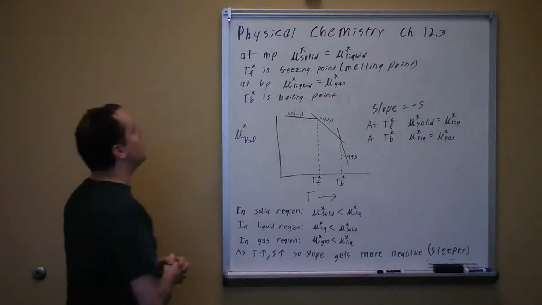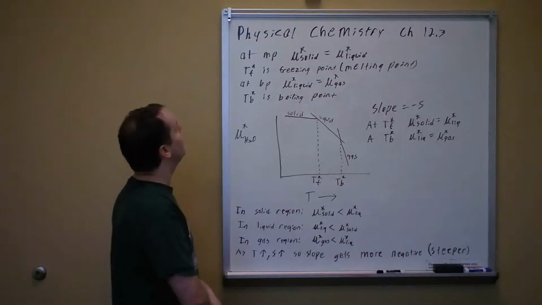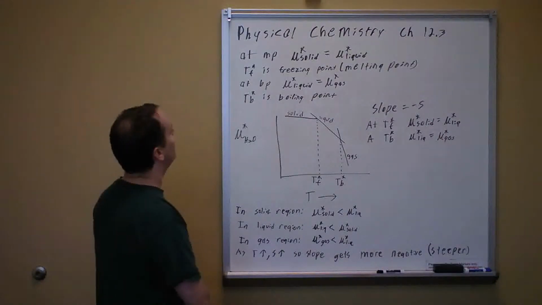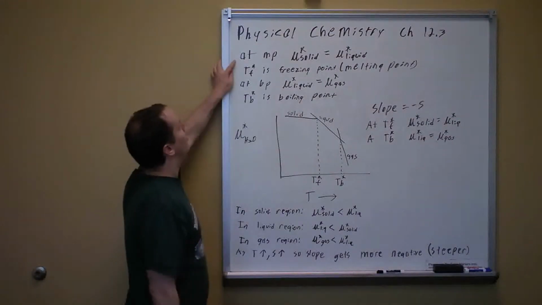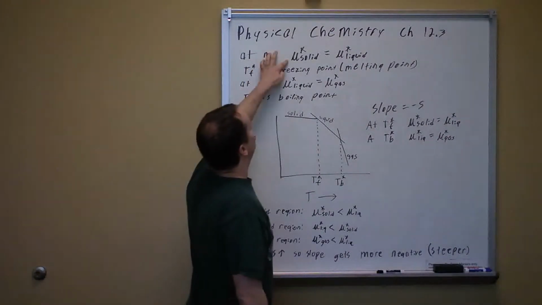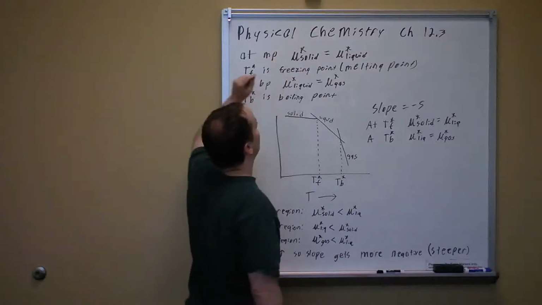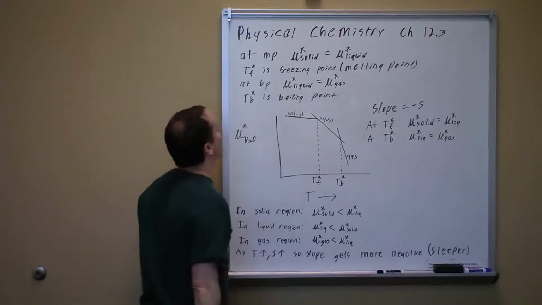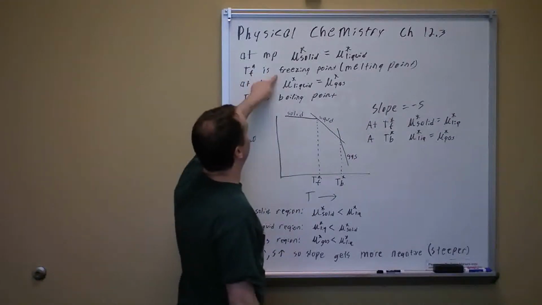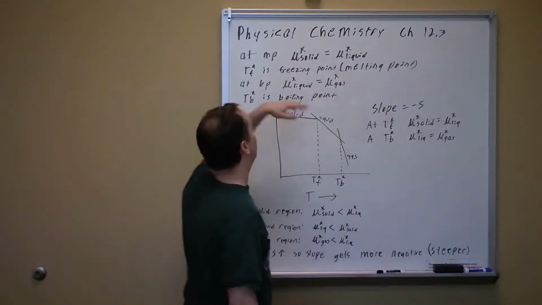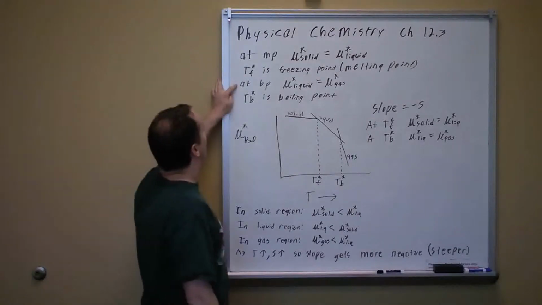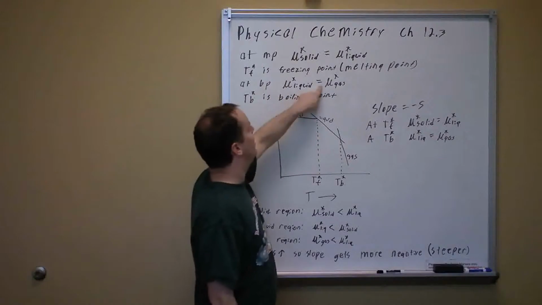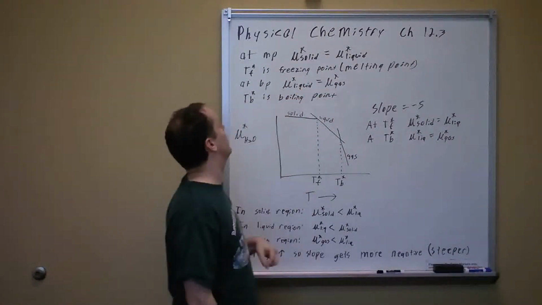We're continuing Physical Chemistry, Chapter 12, and Section 3 still, trying to figure out boiling point elevation and freezing point depression. At the melting point, the chemical potential of the unmixed solid, a pure substance for now, is equal to the chemical potential of the liquid of the pure substance. Remember, TF star is the freezing point, which is the same as the melting point for a pure substance. And at the boiling point, the chemical potential of the pure liquid is equal to the chemical potential of the pure gas.